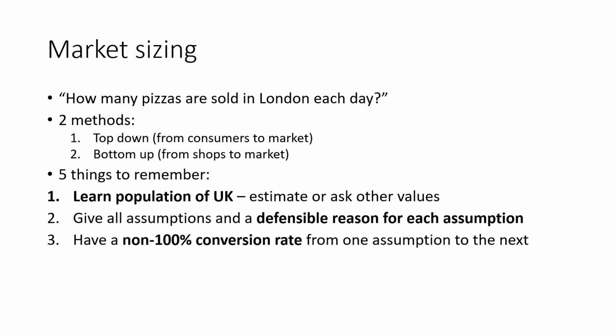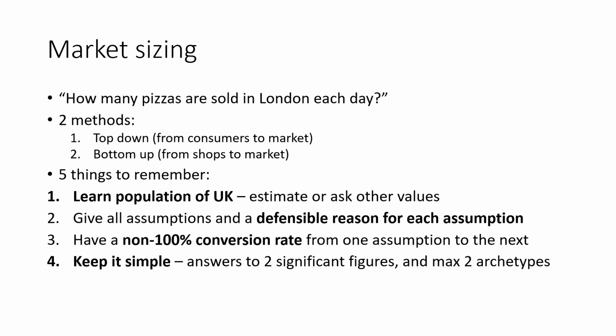Third, when you go from one assumption to the next, have a non-100% conversion rate. This means that to get from the 70 million people in the UK to the number buying pizza, don't assume that everyone wants to buy pizza. Fourth, keep your analysis simple. Estimating and rounding effectively make it much quicker to reach your answer for only a small loss in accuracy.